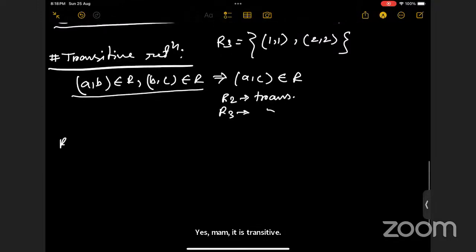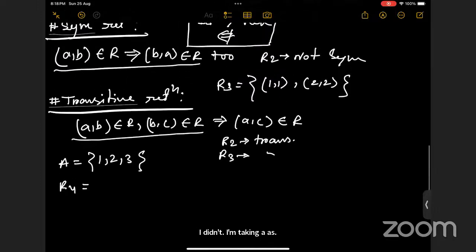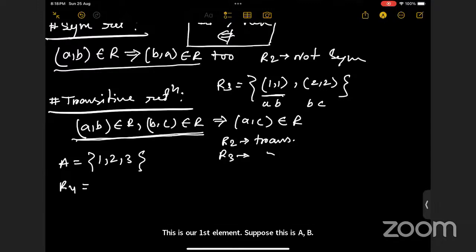Okay, so let us look at some other example. Again, I'm taking A as... Ma'am, sorry to interrupt, I couldn't understand why this R3 is transitive. Okay. You have to follow the rule, okay? What is the rule, ma'am? If (A, B) and (B, C) belong to R, right? So let us start with this element. This is our first element. Suppose this is AB, right? Is there any BC? Like, is there any element for which the first coordinate is 1? No, right?